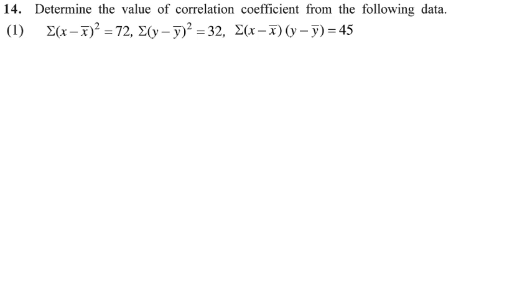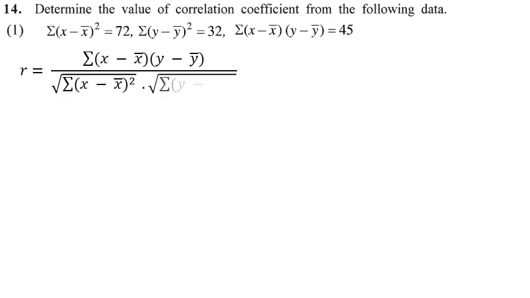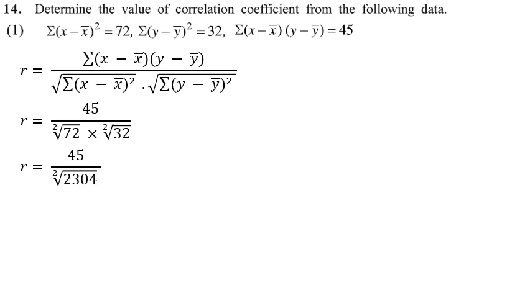The 14th question has two sub questions. The first sub question gives you the direct values. Just put these values into the formula like you have already been doing. Put the values, multiply the roots, get the root, divide, and round figure. A high degree of positive correlation, 0.94.